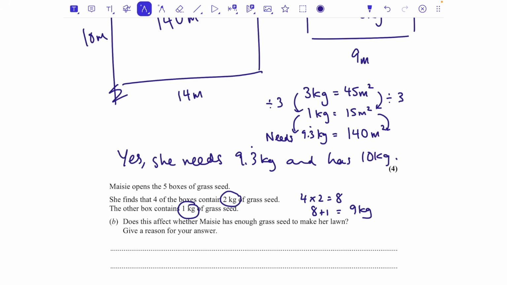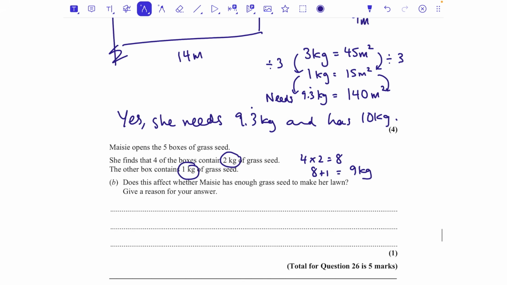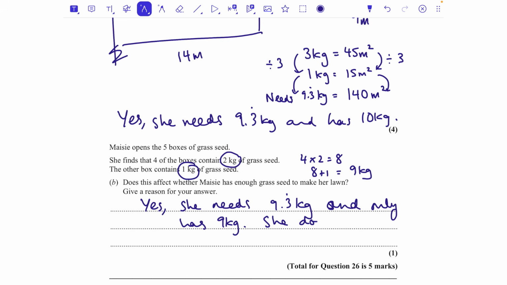Does this affect whether Maisie has enough grass seed to make her lawn? Yes, she needs 9.3 recurring kilograms and only has 9 kilograms. She does not have enough. There we go, so that changed your answer.